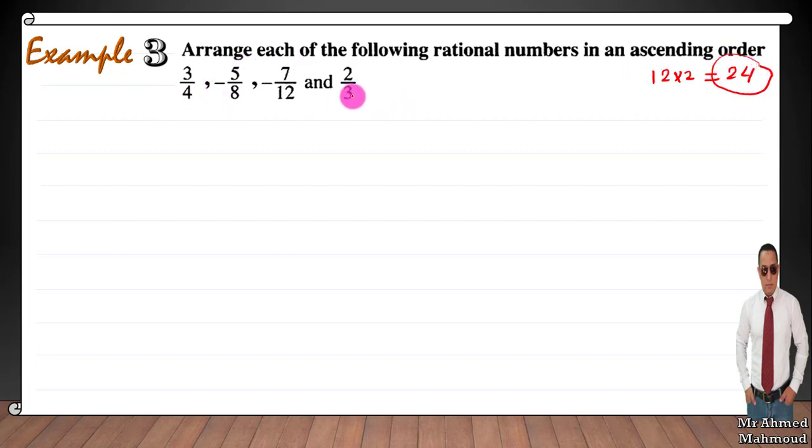Okay, now I'm going to change them into 24. So I'm going to multiply the first fraction by 6 up and down, the second fraction by 3 up and down, because 4 times 6 equals 24 and 8 times 3 equals 24. Okay, the third fraction, 12 times what equals 24? 12 times 2. So 7 times 2. Here 3 times what equals 24? 3 times 8. So 2 times 8. Okay, then I'm going to write the new fractions.